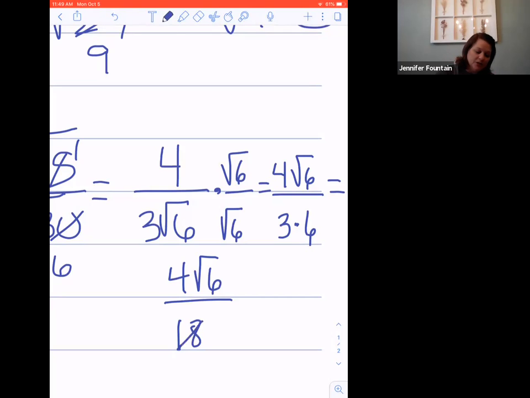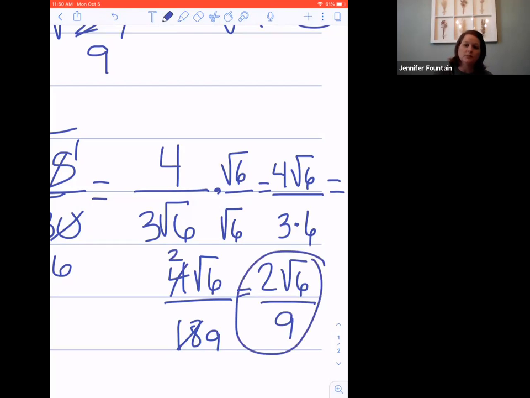So 18 divided by 2 is 9. 4 divided by 2 is 2. So I have 2 times the square root of 6 over 9. I've simplified my coefficients. I cannot simplify the square root of 6 anymore, so I can put a circle around it because that's my final answer.